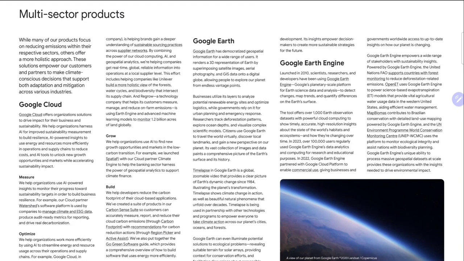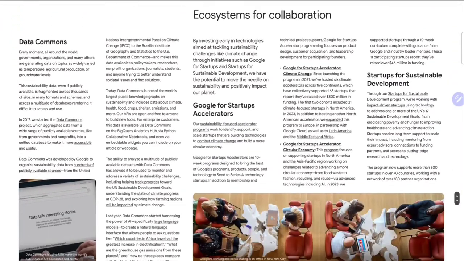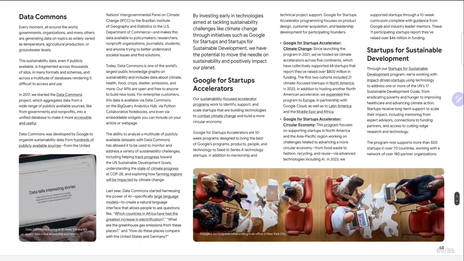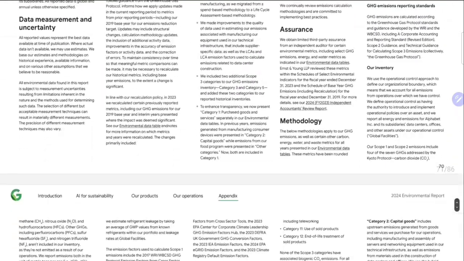Multi-sector products like Google Earth and Google Cloud, so this information is also available here. Ecosystem for collaboration: Data Commons, Google for Startups and accelerator. So there are certain initiatives for that. Startups for sustainable development has also been highlighted here, you see here.